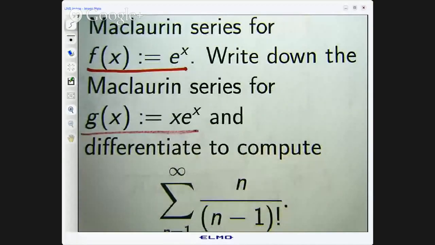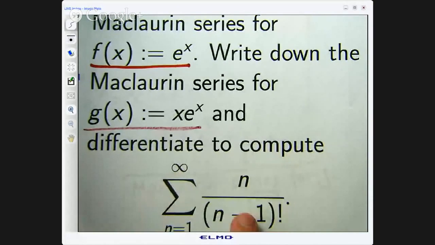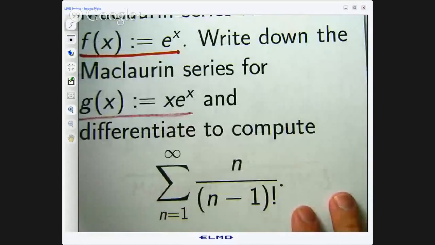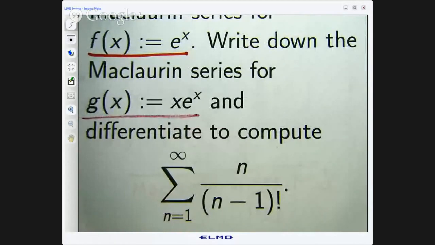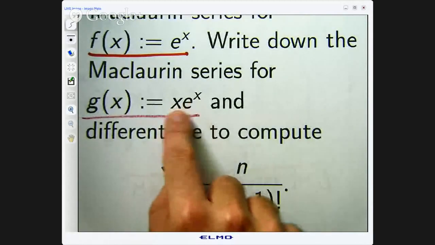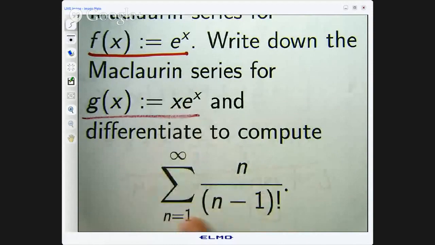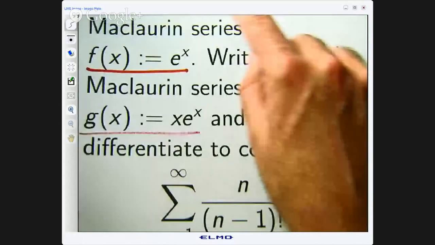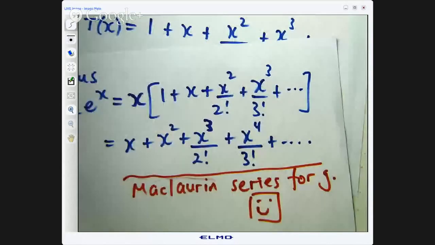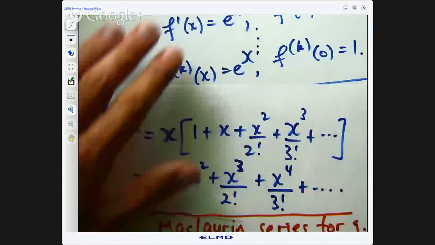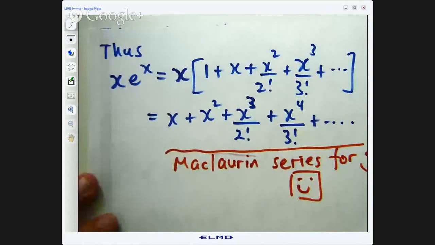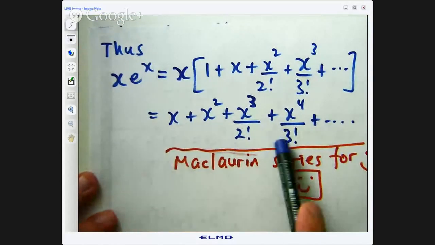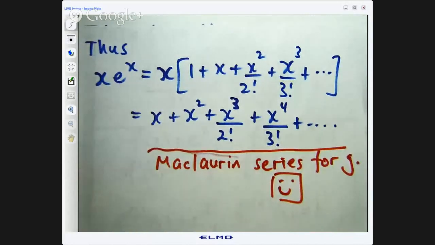Differentiate to compute this series of constants here, positive constants, I guess. Right, so what we're going to do, we're going to take our expression for this, differentiate it, and then hopefully it will look a little bit like this. Again, because we have the convergence, we can differentiate and integrate these sort of series, these infinite series. All right, so let's take this and differentiate both sides.